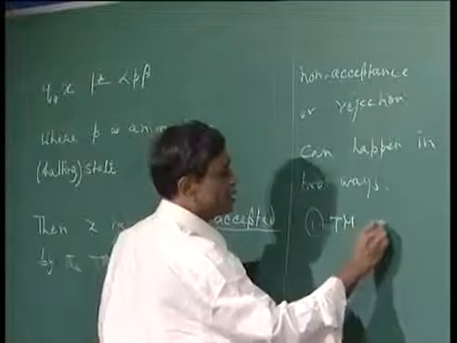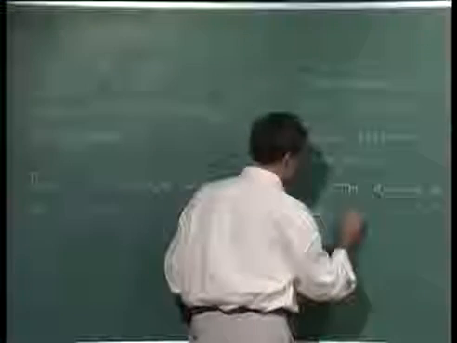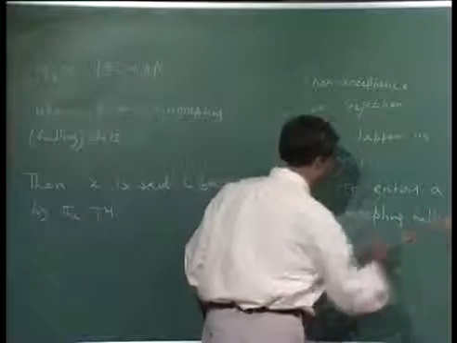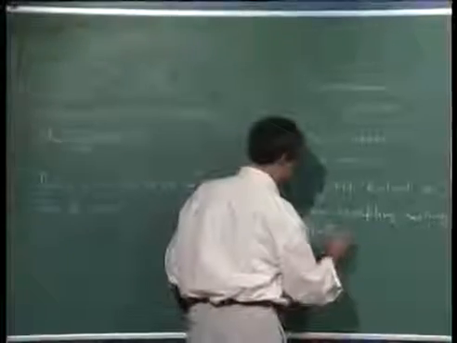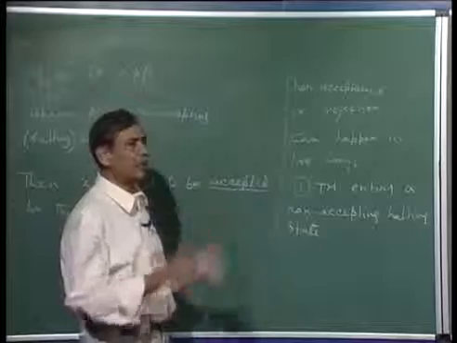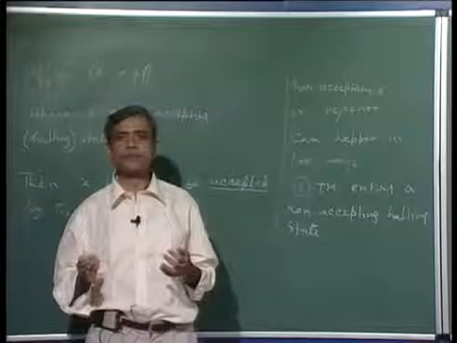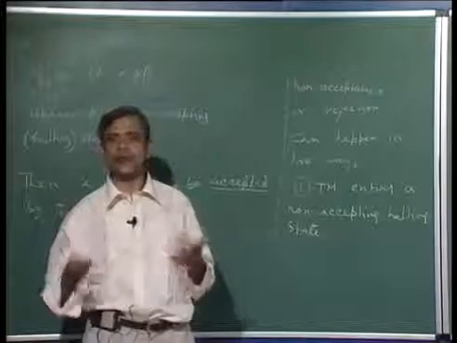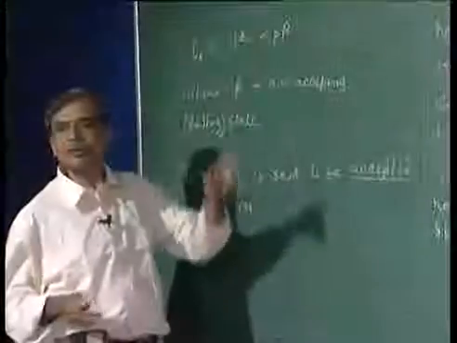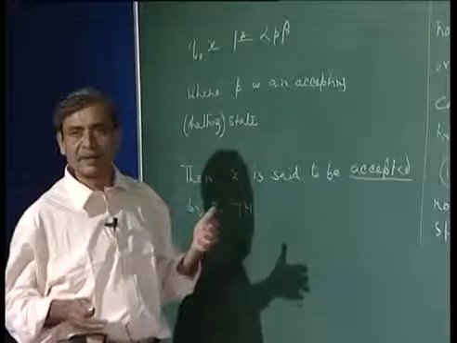The TM enters a non-accepting halting state. That is, after some time on the input, the Turing machine enters a state from which no further computation will occur, and that particular state is not an accepting or a final state. In that case, of course, the accepting situation has not happened, and therefore that input string is not accepted or is rejected.